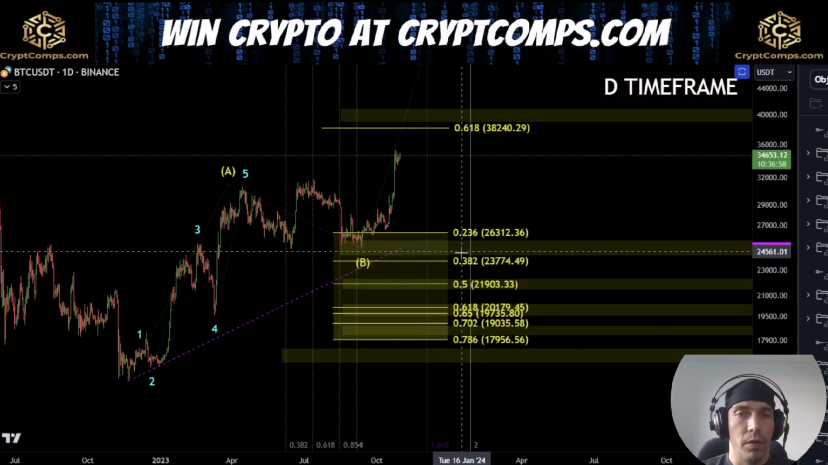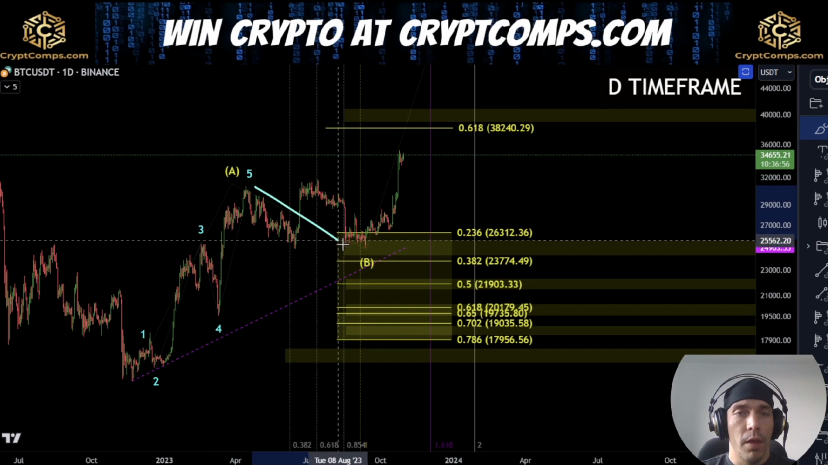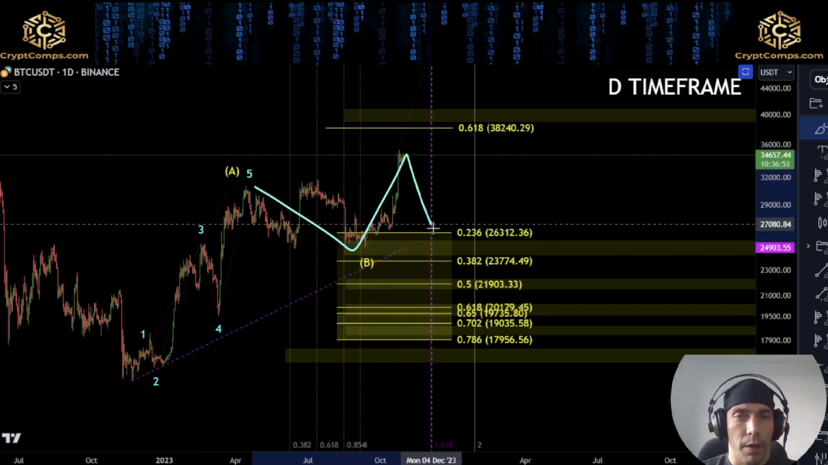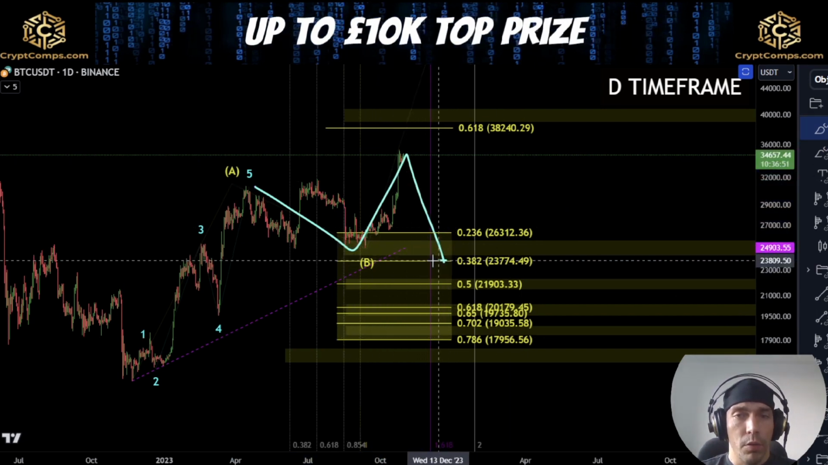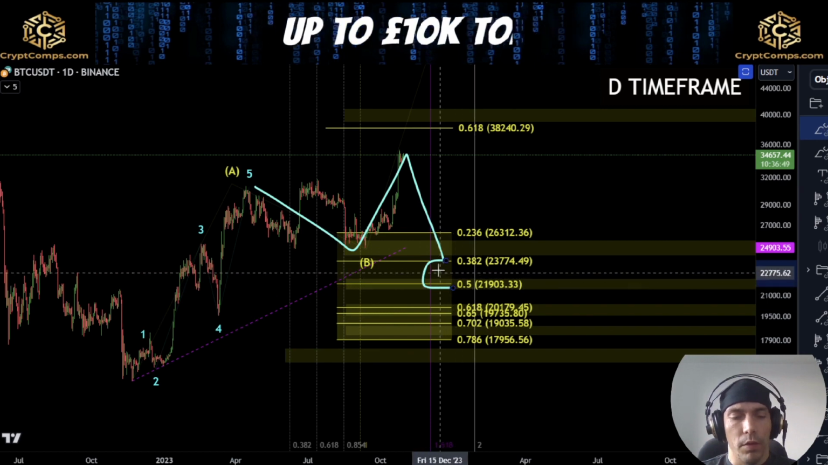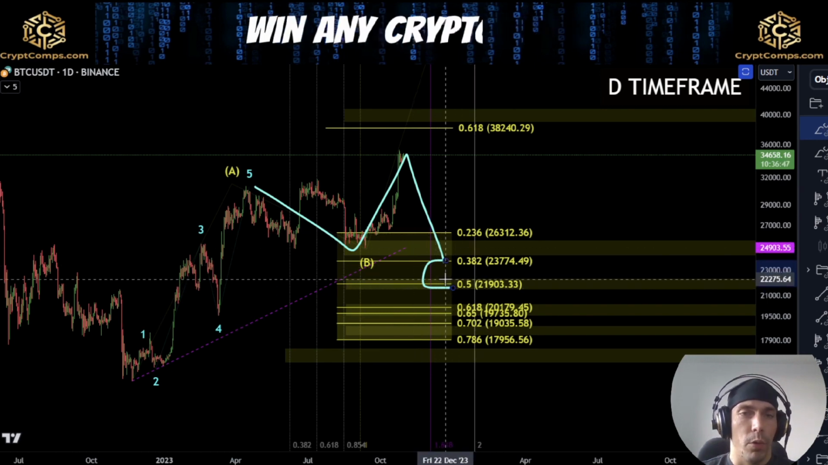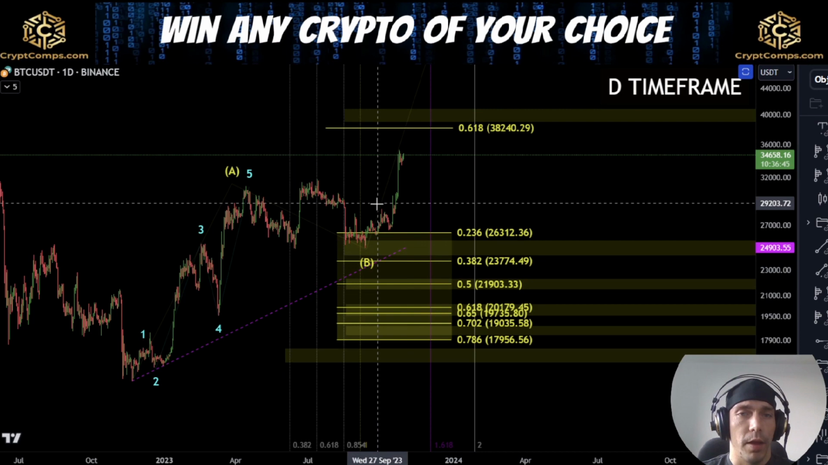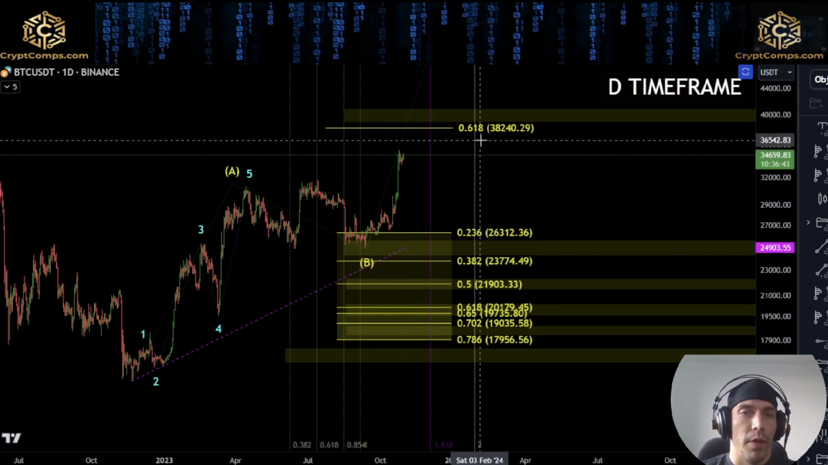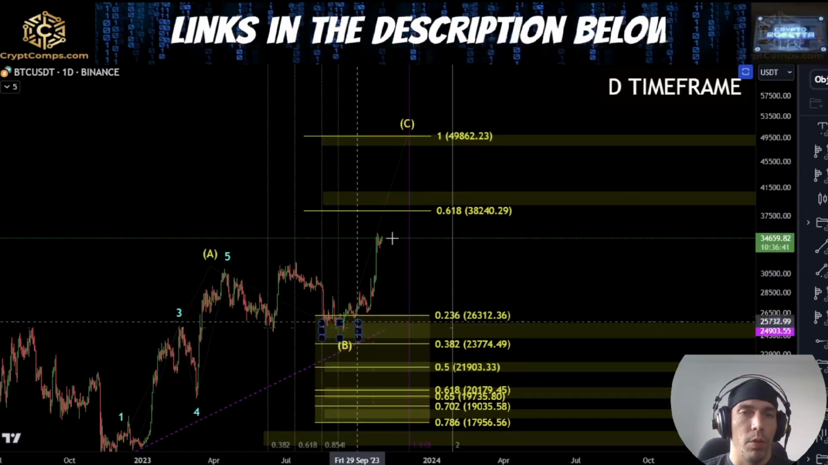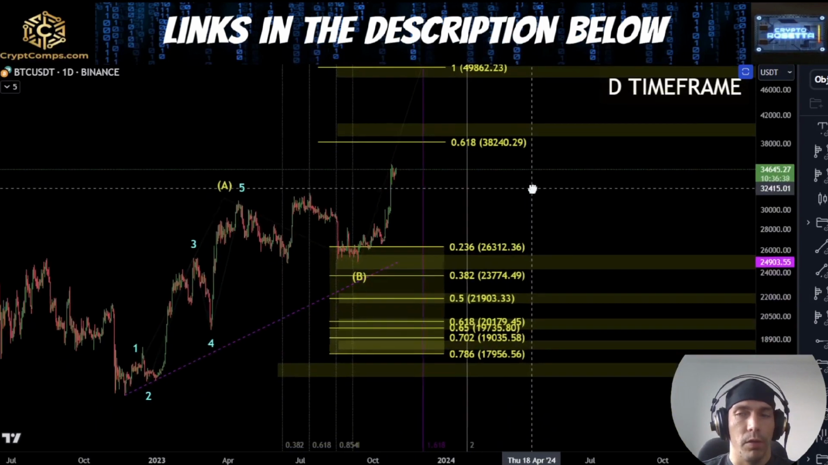Now, the reason I'm saying this 0.382 is because in the idea that we have something like a flat correction here, the 0.382 to the 50% is a common area that we actually look for if we are going to get a flat. Now we're going to go over that idea, and then we're going to talk about that more bullish possibility where we could be looking for this direct push up in the C wave.